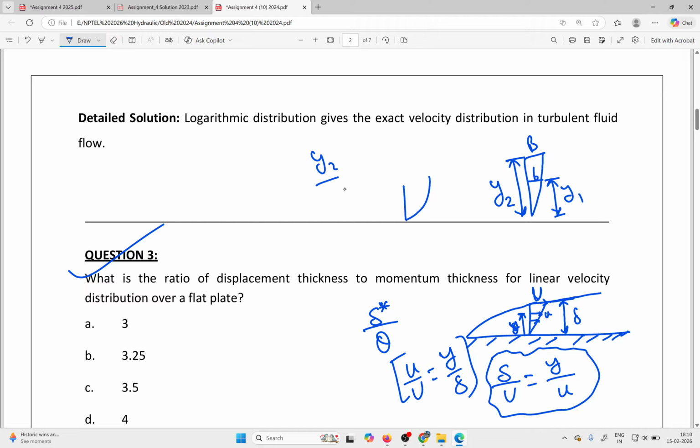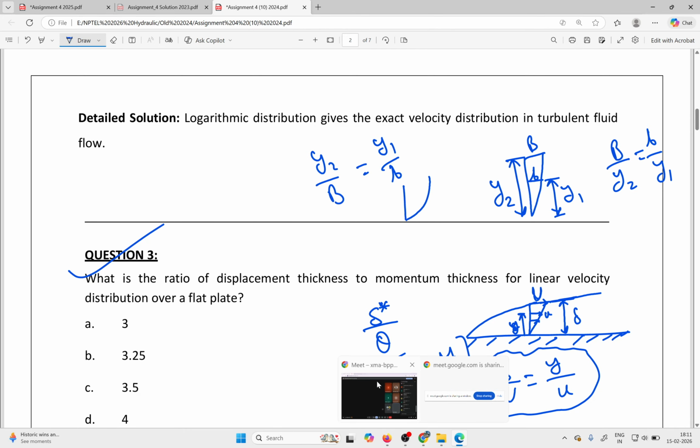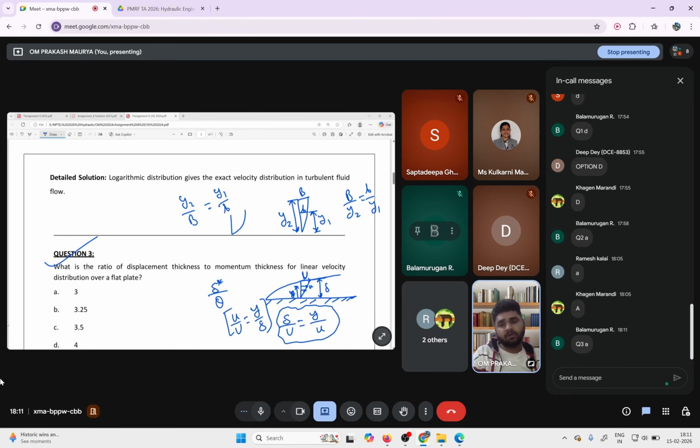Y2 by capital B equals y1 by small b. Or you can write B by Y2, small b by Y1. So this is the law of triangle. Based on that I have written it, because your linear variation looks like the triangle. So that's why.